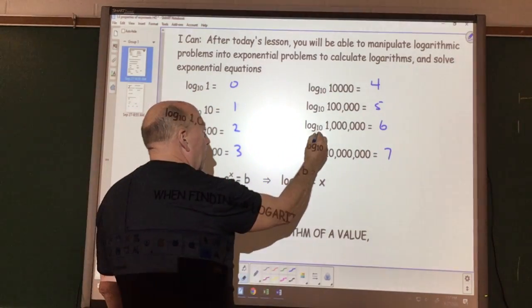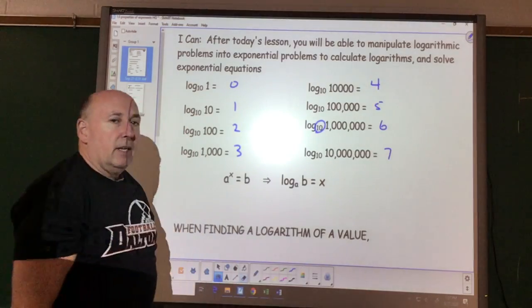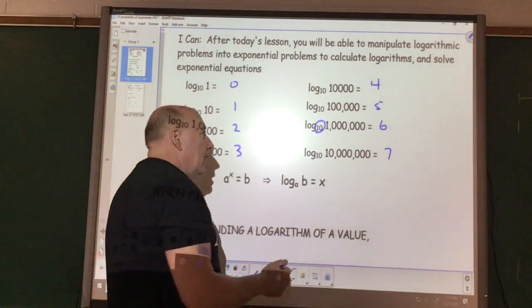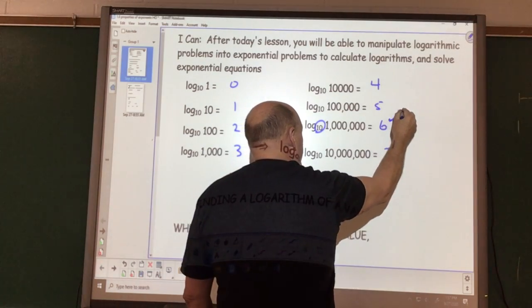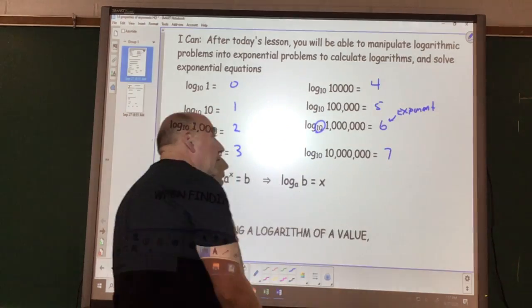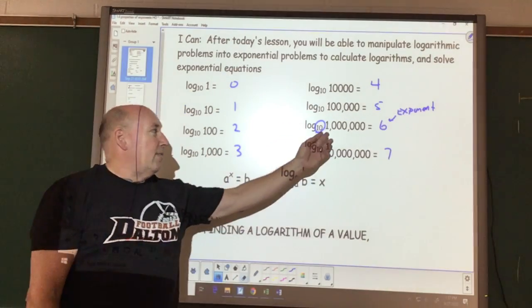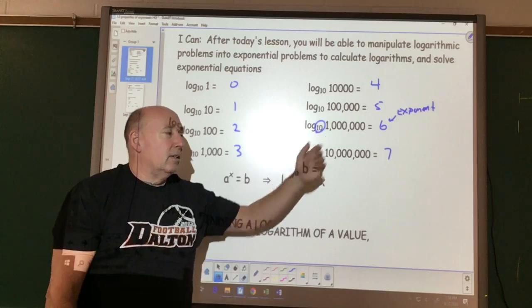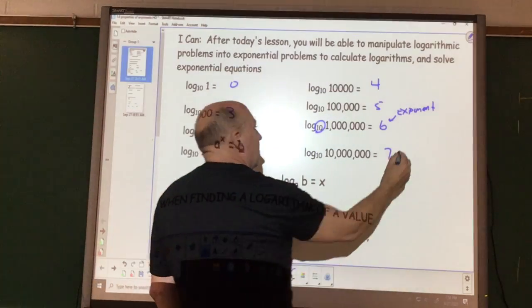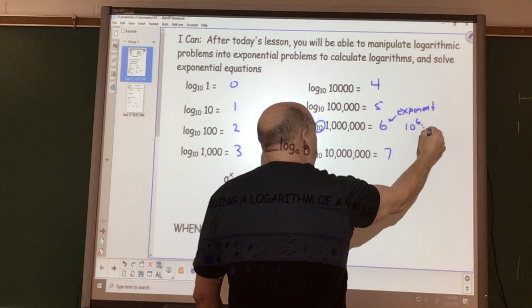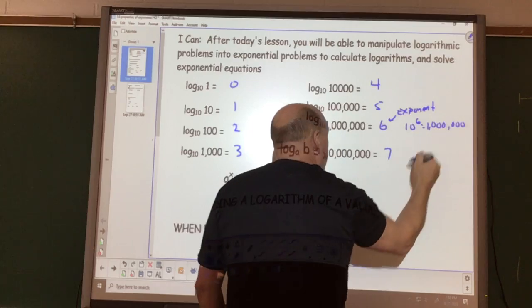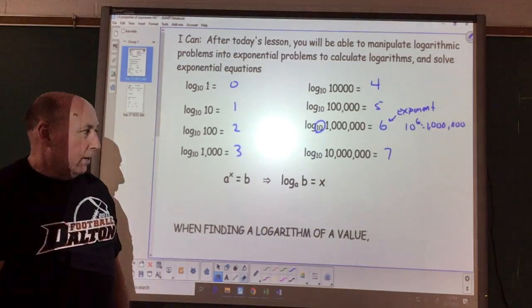Well, if you remember, this is a log with a base of 10. This here becomes an exponent. And then we have a value here. Okay, so we come up with a value. And if we would take 10 to the 6th power, we would get 1 million. We would get our value of 1 million.